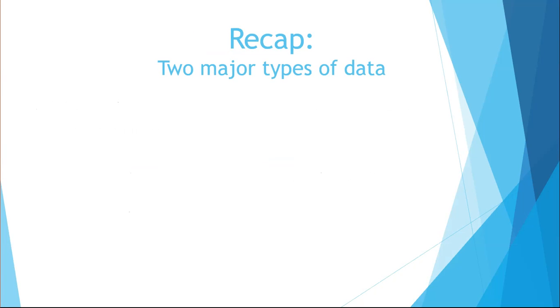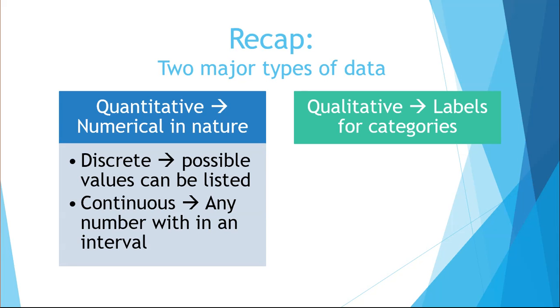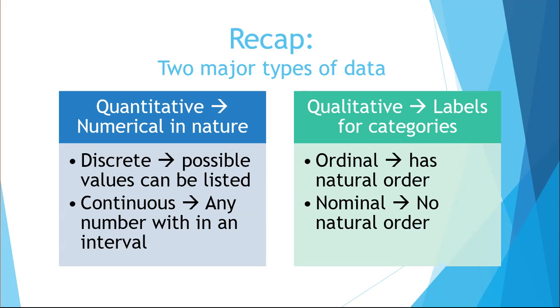Now let's recap. There are two major types of data, quantitative and qualitative. Quantitative data is numerical and is a measurement. Qualitative data are labels of categories or words in a verbal or written response. Both of these data types have subcategories. The two subcategories of quantitative data are discrete and continuous data. The two subcategories of qualitative data are ordinal and nominal.